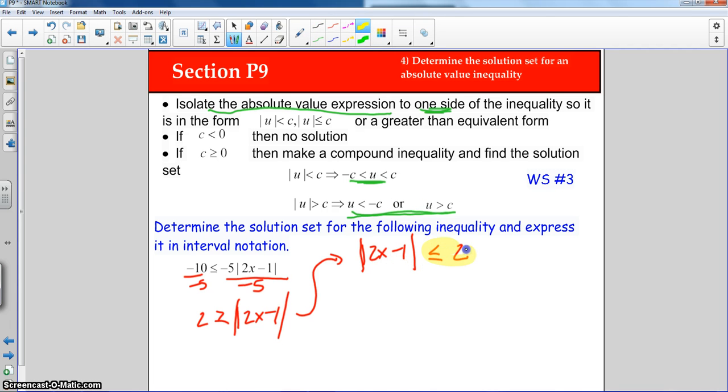Okay, now I can figure out which form I'm in. Definitely c is greater than 0, and I'm in this case, so I go to this form. So I end up with negative 2 less than or equal to 2x minus 1 less than or equal to 2. I go ahead and solve this, and I get negative 1 less than or equal to 2x less than or equal to 3, by adding 1 to all three parts. And then lastly, I divide, and I get that x is between negative 1/2 and 3/2.